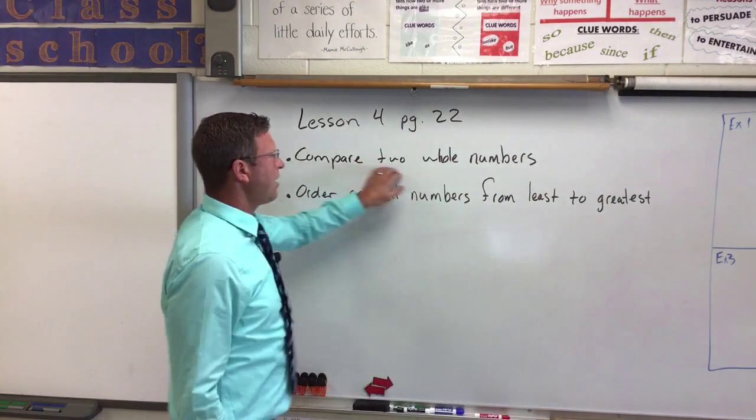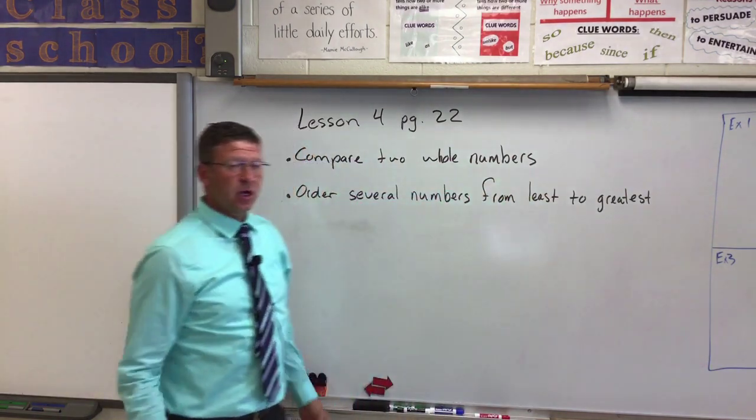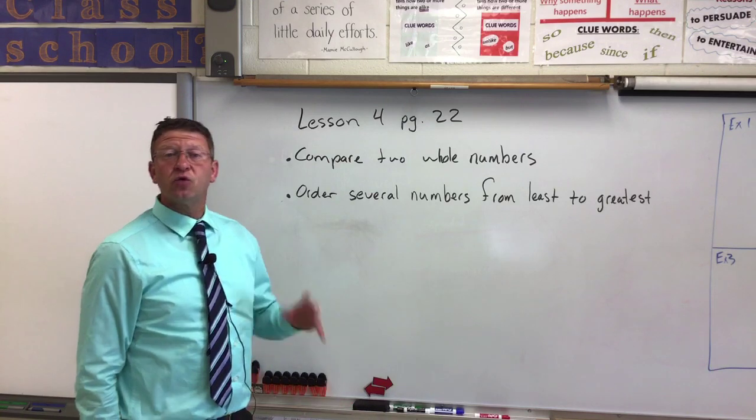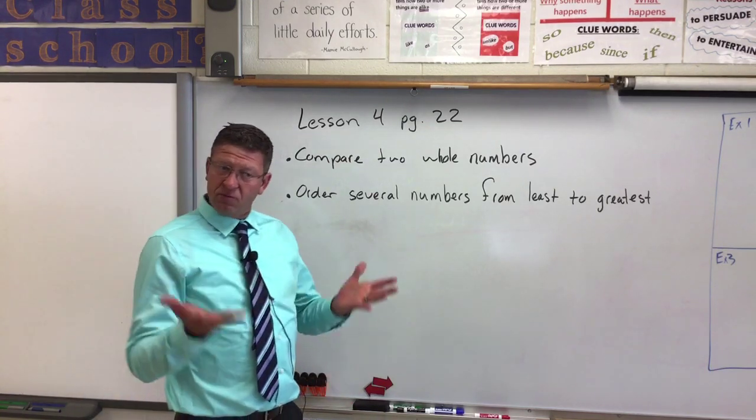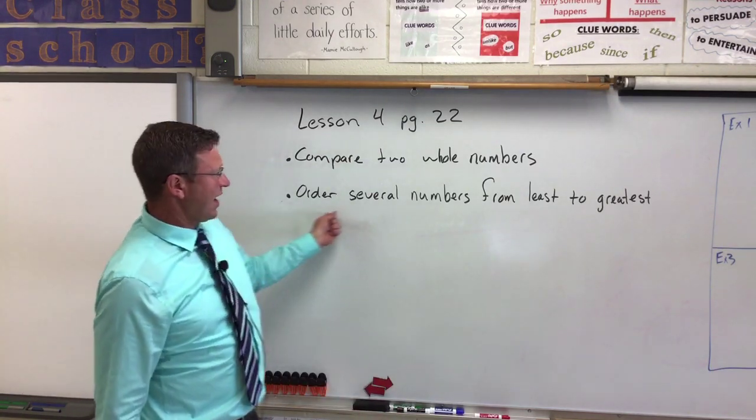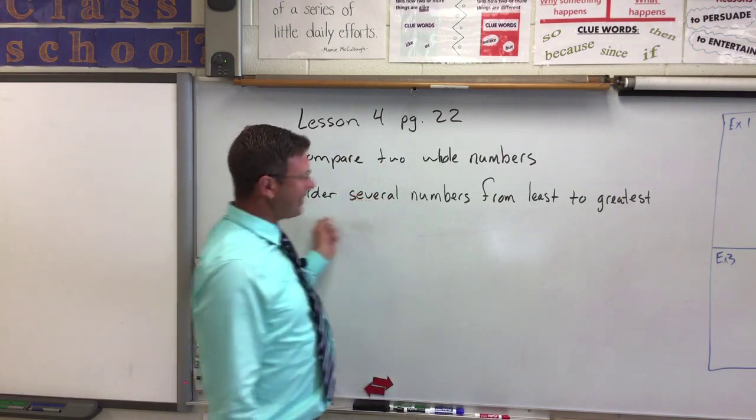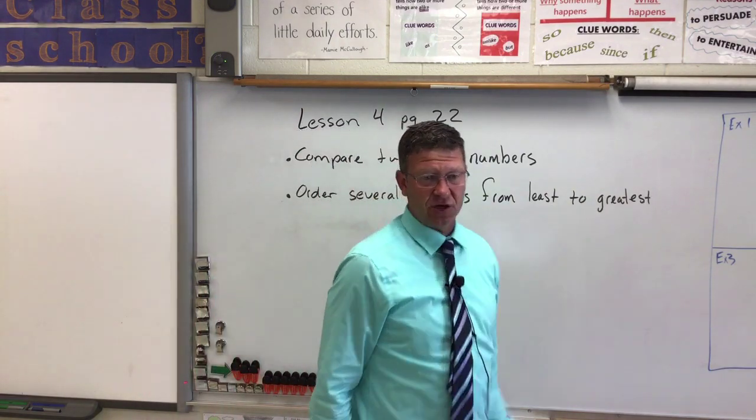All right, here are our objectives for today. First of all, we're going to compare two whole numbers. Compare which one is bigger, which one's smaller, and of course maybe they're equal. And then after we know which one's bigger and smaller, we want to write these numbers from least to greatest. I'm going to turn my screen over here to the other part of my board.